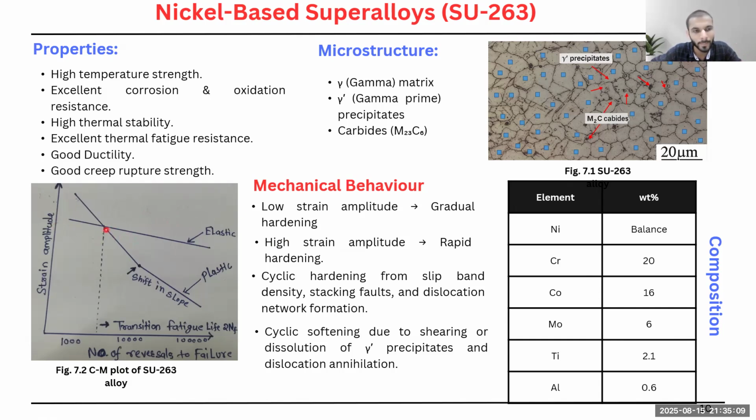Now, as you can see, at this elastic region, the strain is low, and at this low strain, the fatigue life is very high as compared to this plastic region. And after this point, this elastic mechanism transforms into a plastic mechanism. So this point is known as the transition point. Okay, and this is the composition of this superalloy, in which nickel is present around 50 to 60%, and the rest is balanced by these alloying elements.